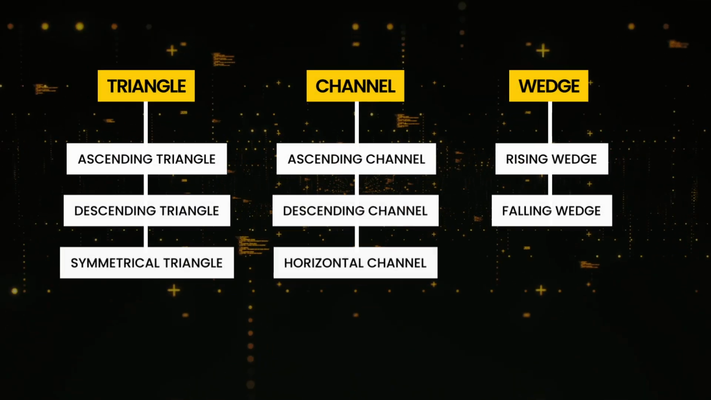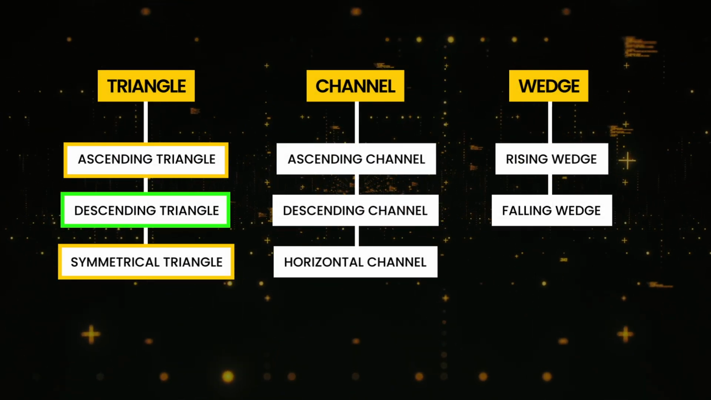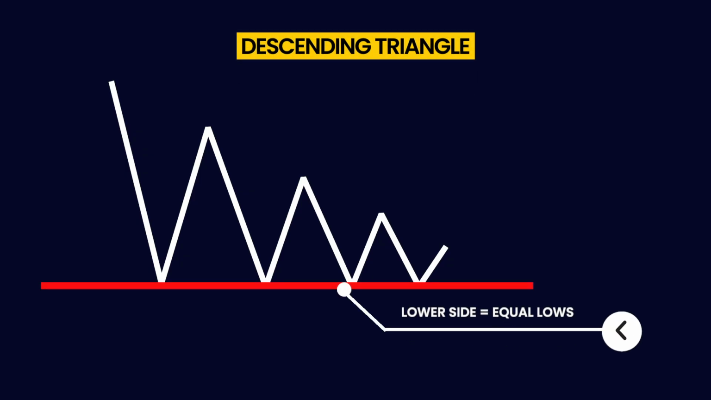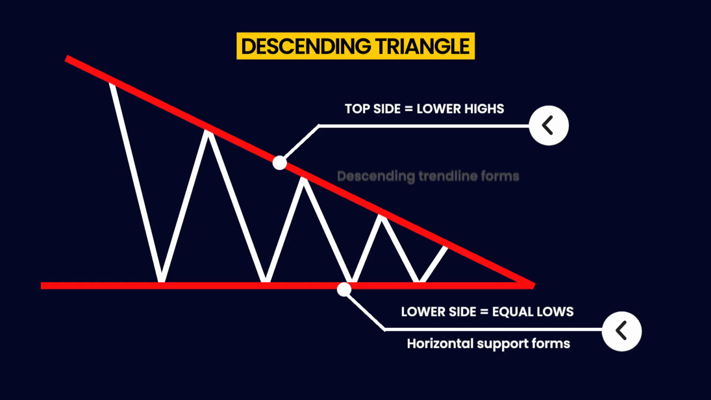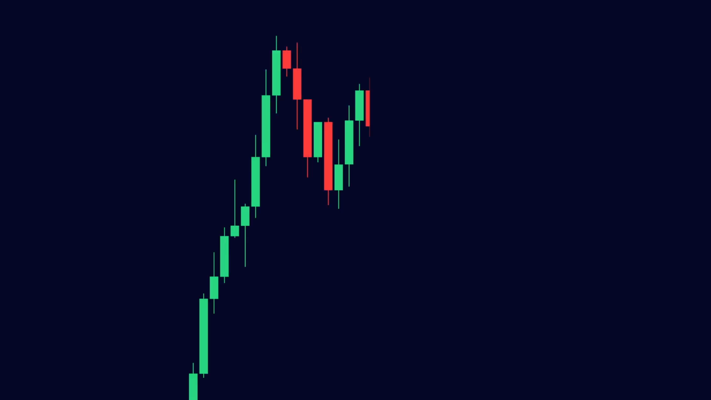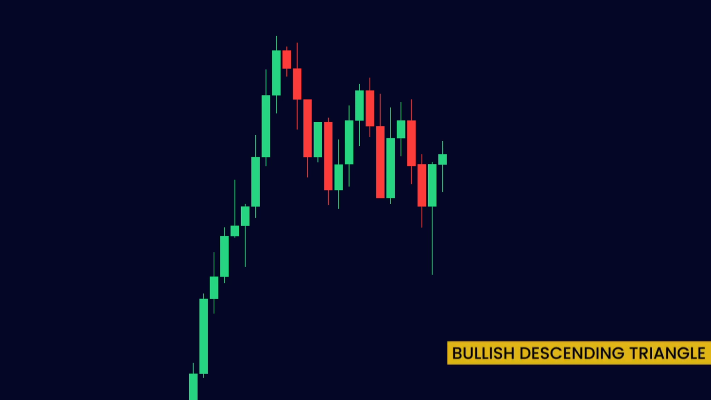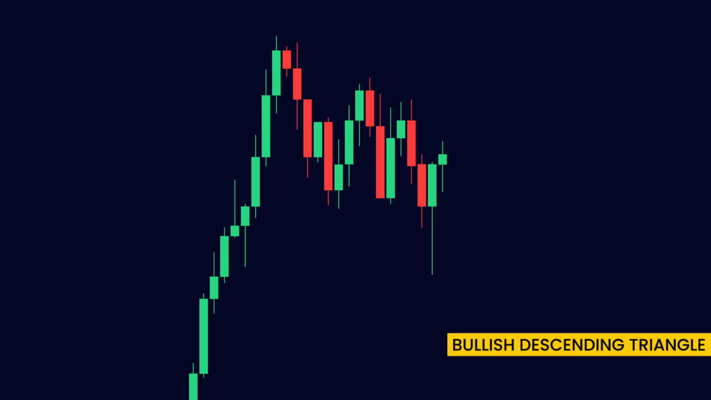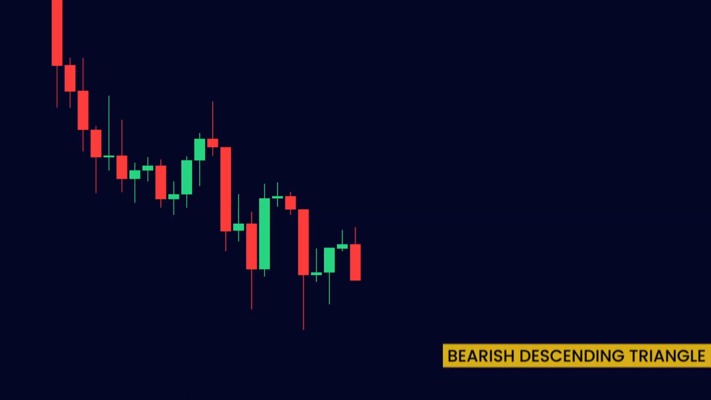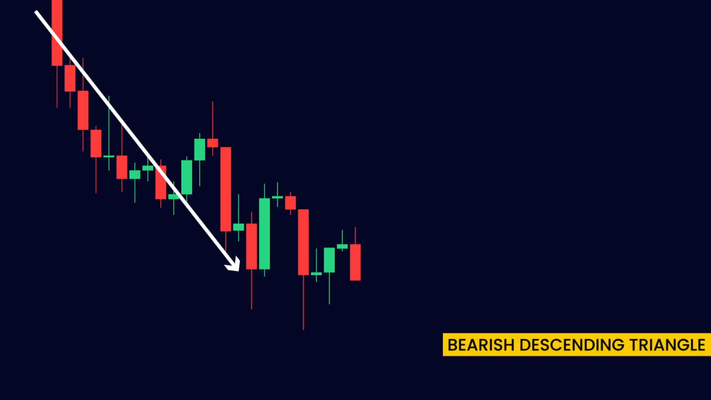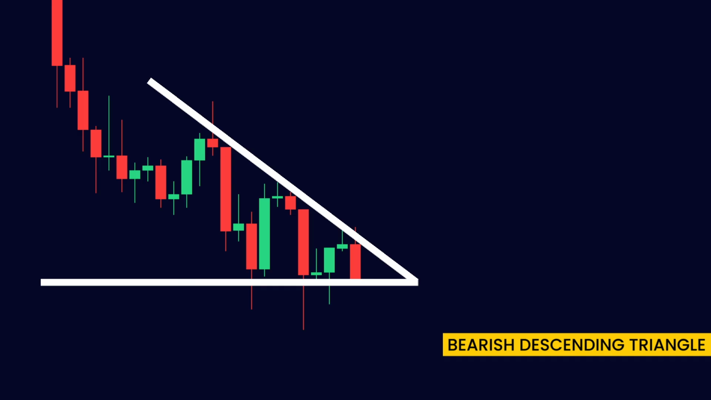Next is the descending triangle. The lower boundary stays at equal lows, forming a flat support level. The upper boundary has lower highs, allowing a downward sloping trend line. This pattern can also develop in bullish or bearish scenarios. A bullish descending triangle starts from an uptrend, followed by the pattern forming. A bearish one starts from a downtrend and then forms the structure.